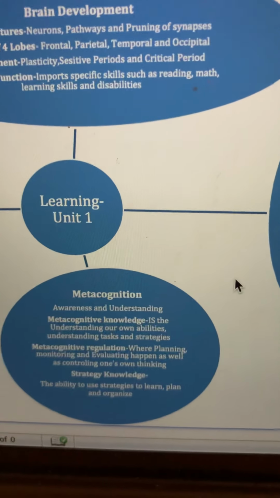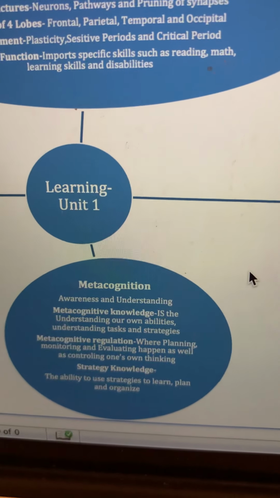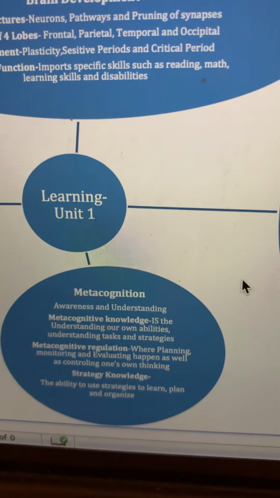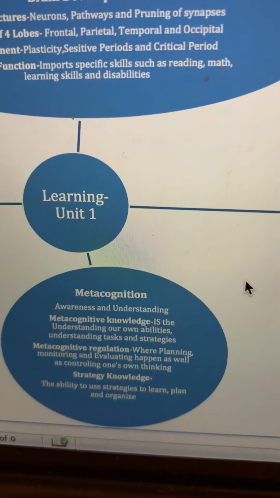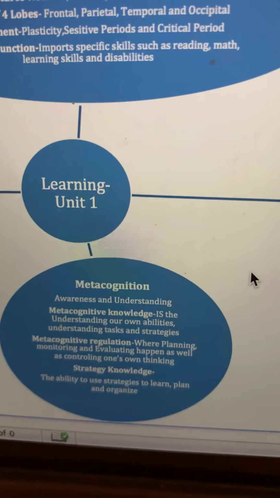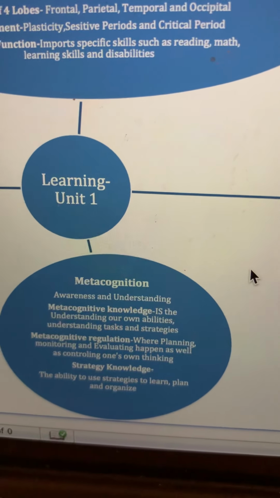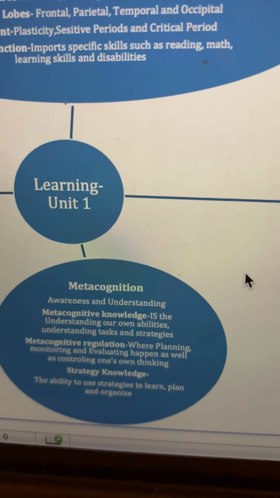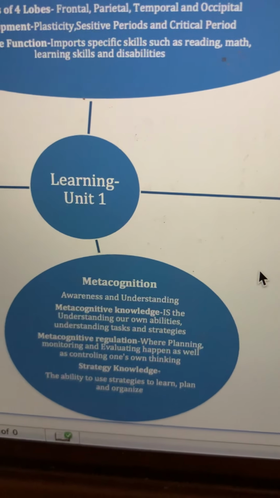In Module 3, we discuss metacognition, which is the awareness and understanding. Metacognitive knowledge is the understanding of one's own abilities, understanding tasks and strategies. Metacognitive regulation, which is where planning, monitoring, and evaluating happen, as well as controlling one's own thinking. Strategy knowledge, the ability to use strategies to learn, plan, and organize.